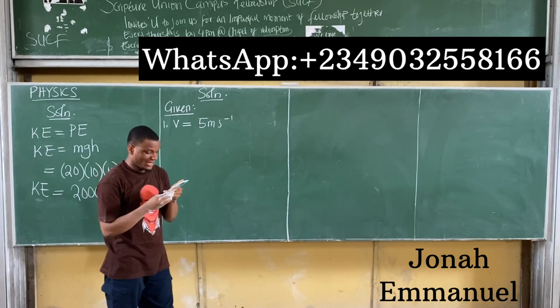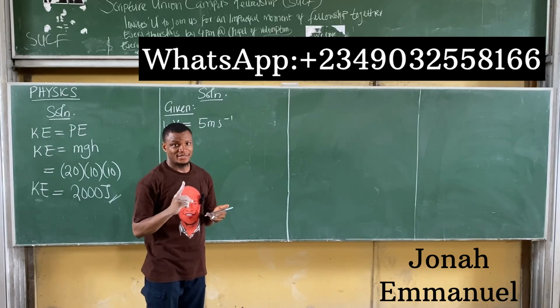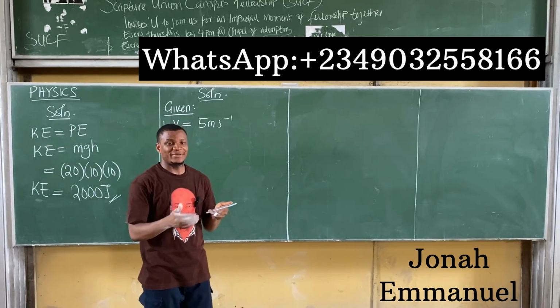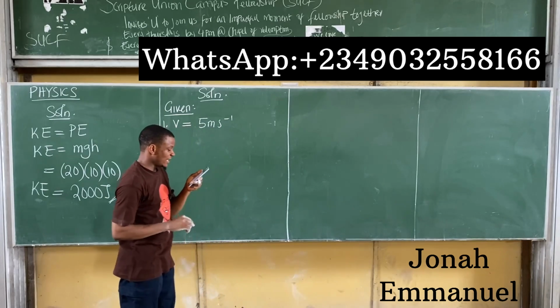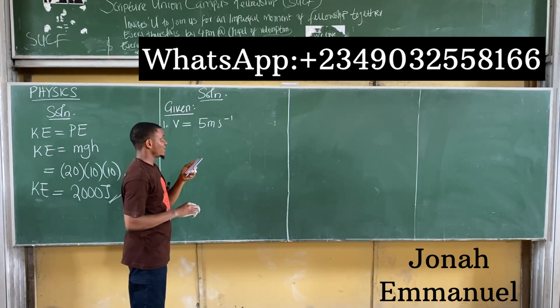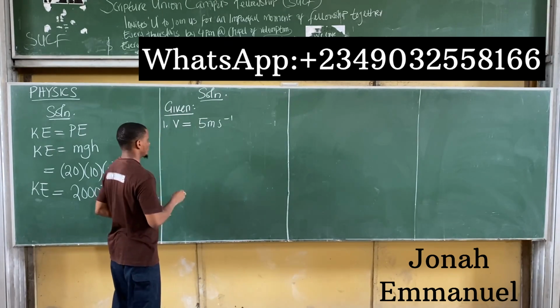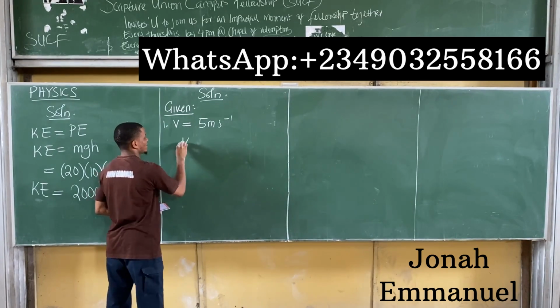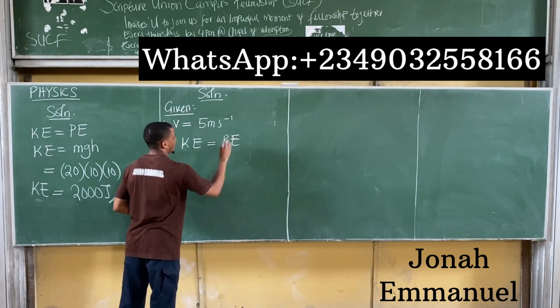Now, when they say a similar body, what does it mean? It means that the two bodies have the same mass. That's a key concept. So when you're told similar body, it means they have the same mass. So at what height must a similar body be situated to have a potential energy equal to the kinetic energy of the moving body? So how do we solve this? We are saying that at what height should the kinetic energy be equal to potential energy?